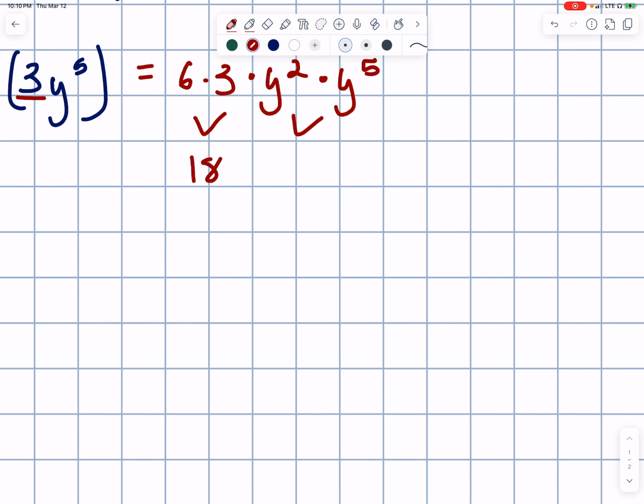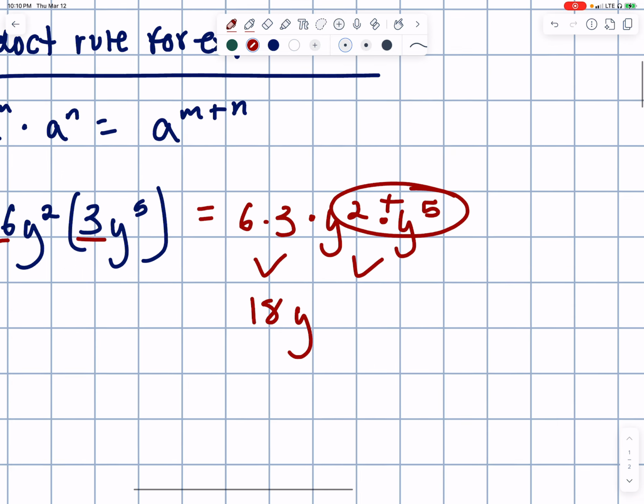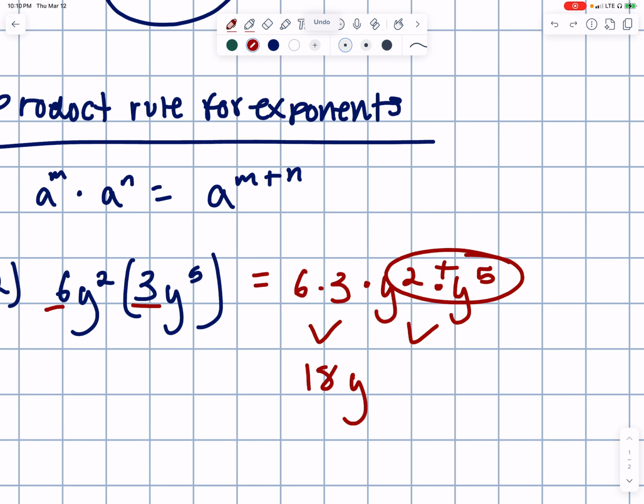Okay, now with this, following this rule, what would it be? They're both bases are the same, so we would carry the y, right? And now we don't multiply the exponents. What do we do? We add them, because that's the rule. m plus n, okay?